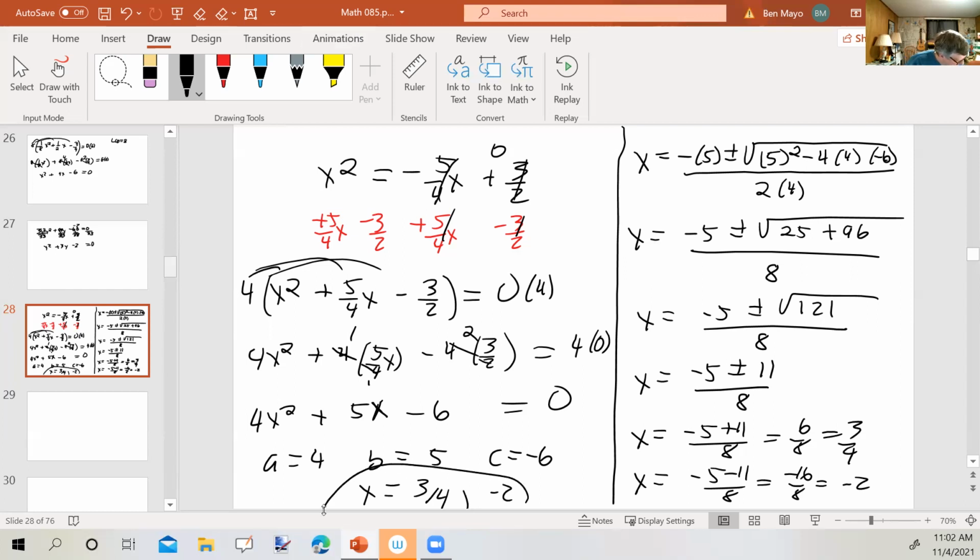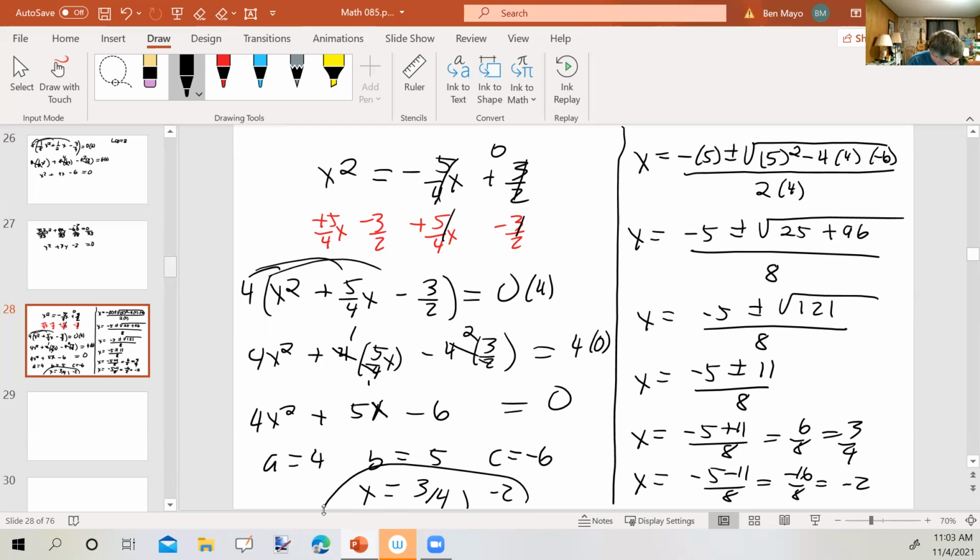Now, approximate the solutions to the nearest hundredth when appropriate. Since these are exact, nice, rational numbers, there's no need to approximate them. If we had like the square root of 2 or something like that, then we'd go out and use the approximating.